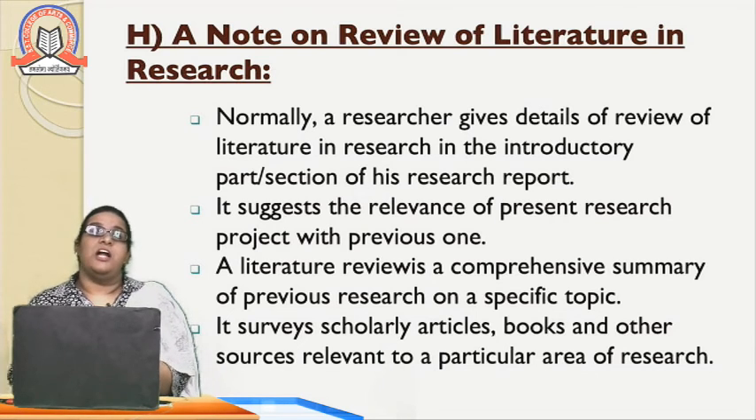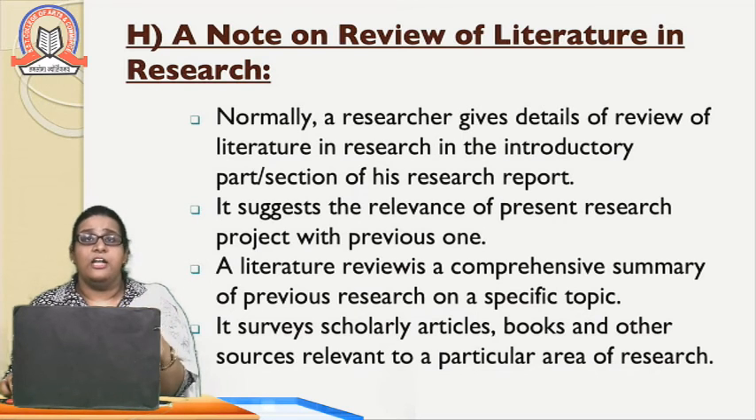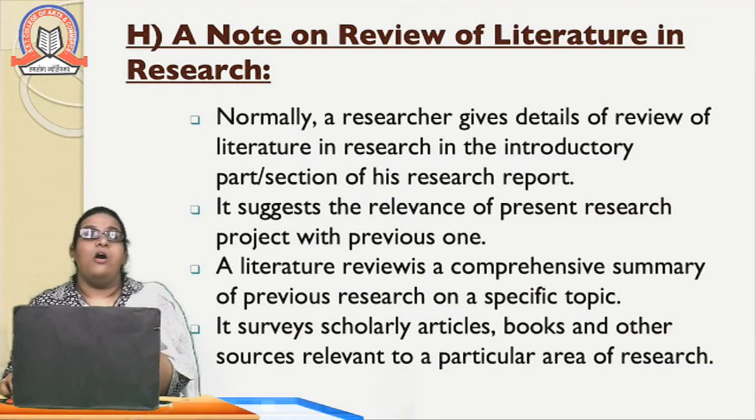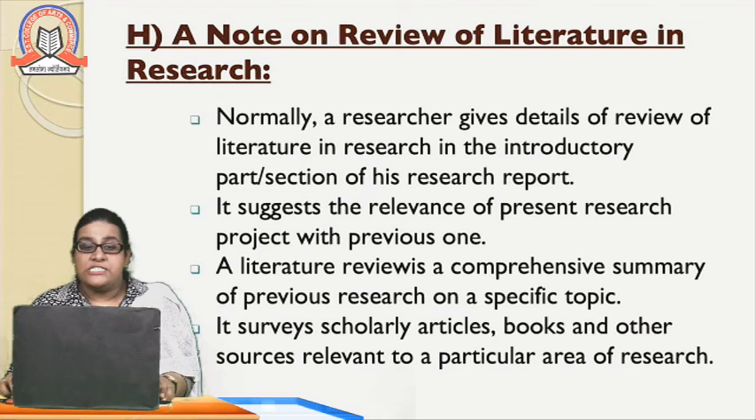So whenever we are conducting a research, generally research on related topics is conducted before by other researchers. So whenever we are referring to the other researchers, we have to provide the details in the review of literature. So a literature review is a comprehensive summary of previous researches on a specific topic. We prepare a summary of how many researches we have referred and whose researches those were. So it surveys scholarly articles, books and other sources relevant to a particular area of research.